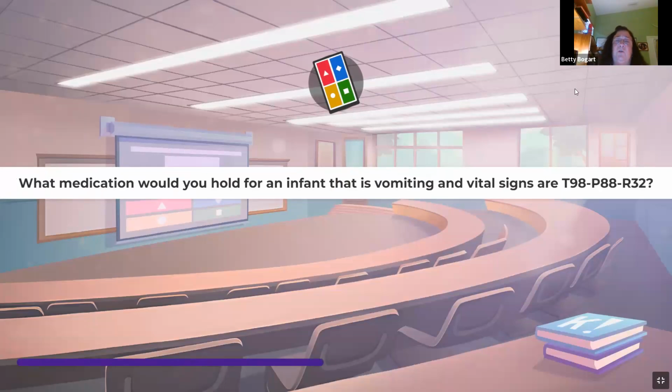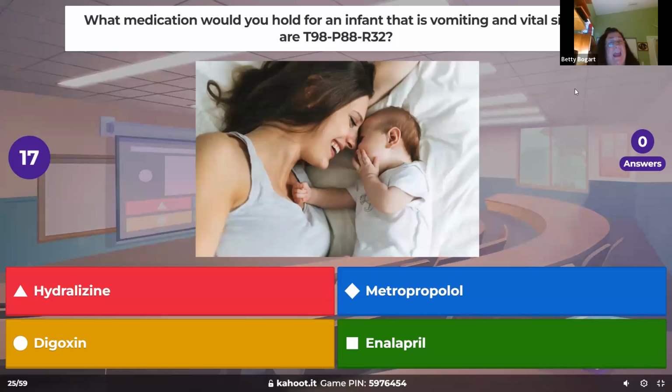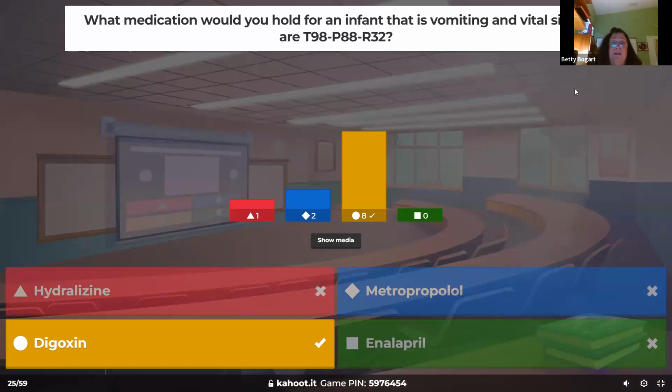What medication would you hold for an infant that is vomiting and the vital signs are BP 98, pulse 88, and respiratory rate 32? Now we're talking about cardiac children here. What medication lowers a heart rate, right? And we do give this to children, it's digoxin. So how do we give digoxin to an adult? We do the same thing for children. We do an apical pulse for 1 minute. We check their electrolytes, specifically their potassium. We're going to check your digoxin level.